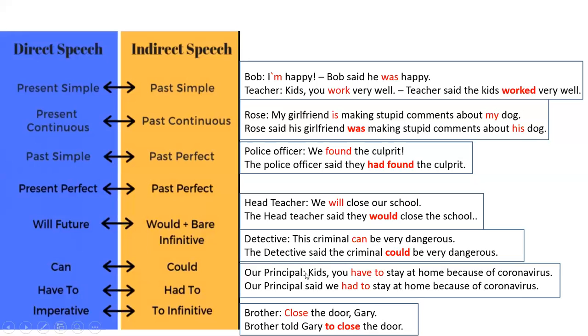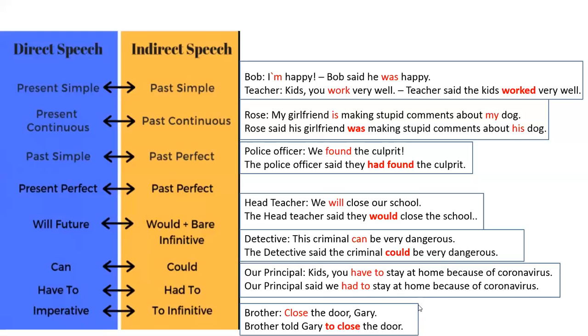Our principal, the most important person in a school, tells kids, "You have to stay at home because of coronavirus." Our principal said we had to stay at home because of coronavirus. This sentence is very close to our reality. Yes, we are staying at home, we are learning because the school is closed. So, because it's our teacher who said that, we had to stay at home. We can't use have to anymore.